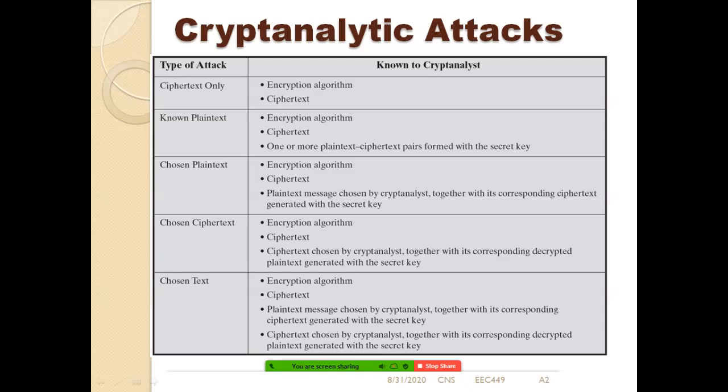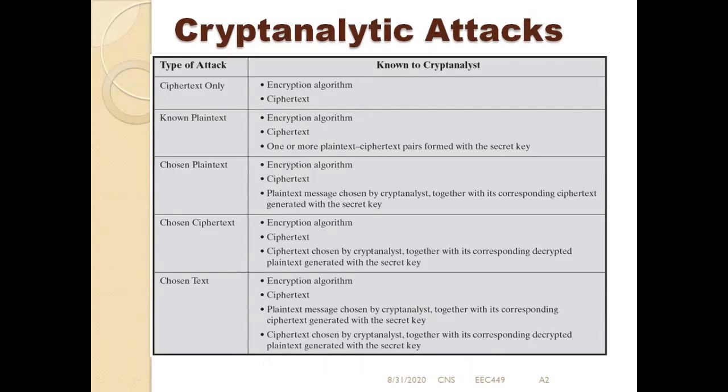Another type of attack is known plain text. Known plain text means the actual message is known. In this, he knows the encryption algorithm and the ciphertext, and also some pairs of plain text and ciphertext formed with the secret key. If he knows this, after observing some patterns, he may be able to detect the key, or decrypt the ciphertext.